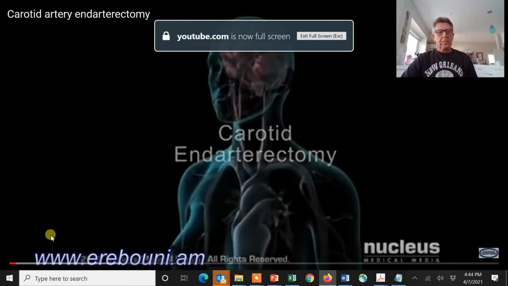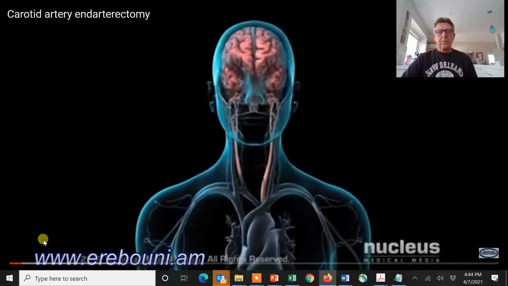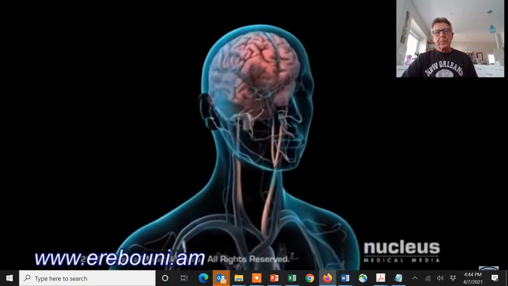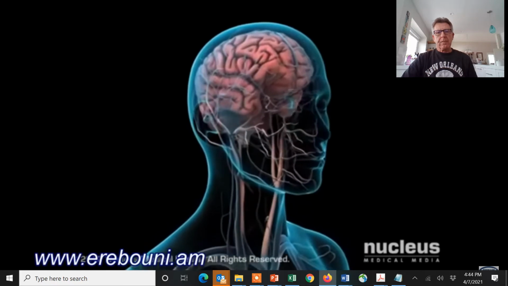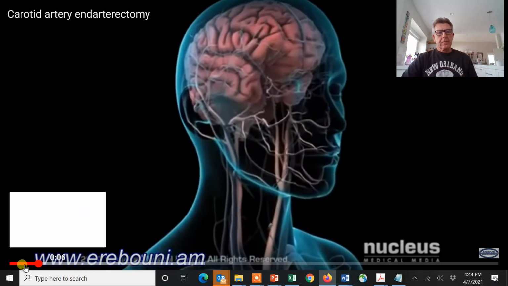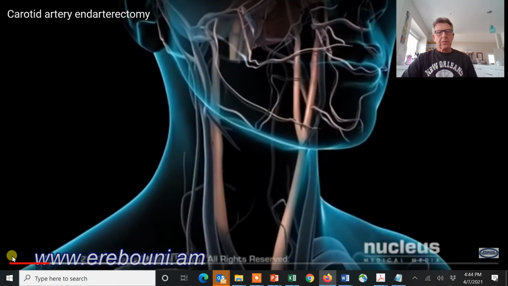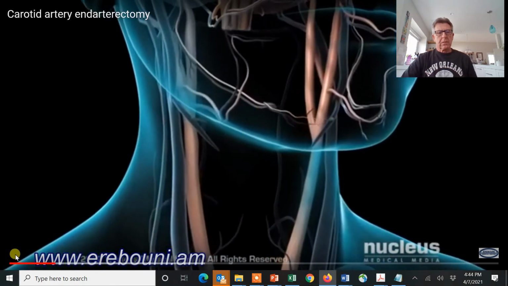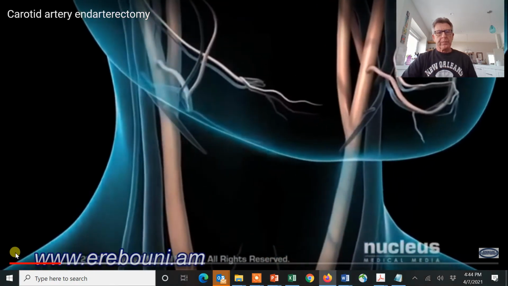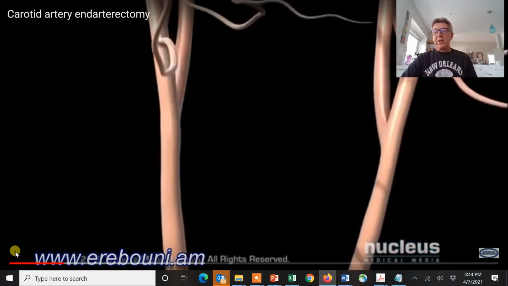Your doctor may recommend you get a carotid endarterectomy if your carotid arteries are narrowed or blocked with plaque. In your neck are two major blood vessels called the carotid arteries, which carry oxygen-rich blood from your heart to your brain. You can feel the pulse of the carotid artery. The symptom would be you're fainting, lightheaded, dizzy, all the above.